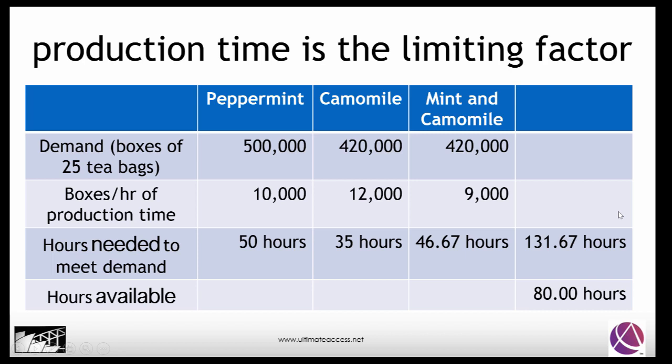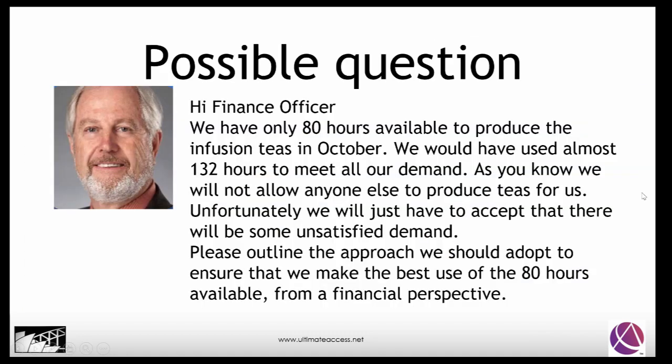So on that basis, we look at these three different products, and we can see that the hours needed to meet the peppermint demand is 50. The hours needed to meet the chamomile demand is 35. And the hours needed to meet the mint and chamomile, 46.67. Adding those together, we would need 131.67 production hours to be able to meet our demand. We've only got 80 hours available.